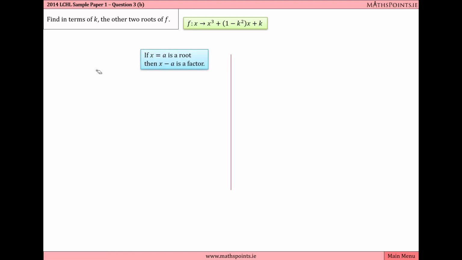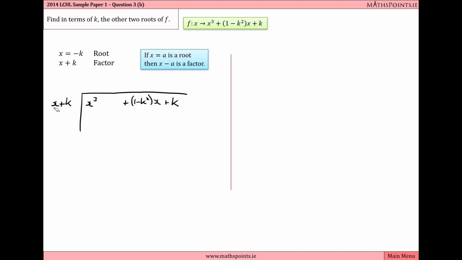Again, the factor theorem says that if x equals a is a root of an equation, then x minus a is a factor. And so we know that x equals minus k is a root of the equation from part A, so x plus k must be a factor. And so if we divide x plus k into our cubic equation, we'll be left with a quadratic equation we can solve to find the other roots. So I'm dividing x plus k into my cubic expression, which is x cubed, leaving a space for the x squared component, plus 1 minus k squared x plus k.